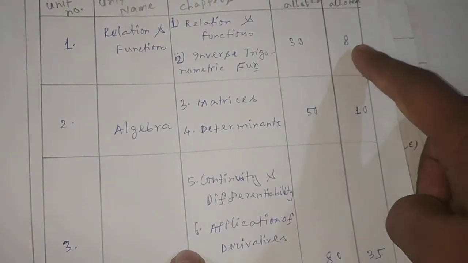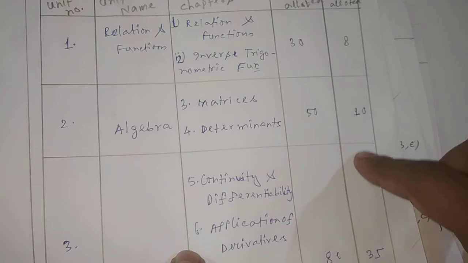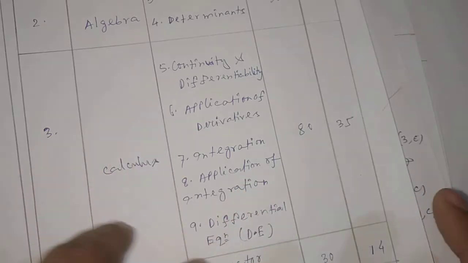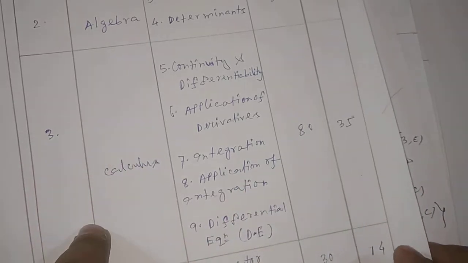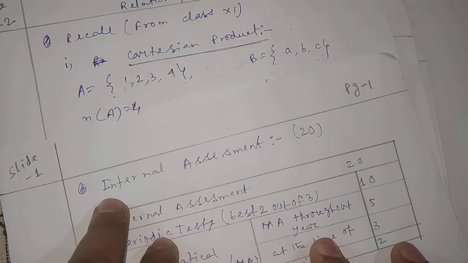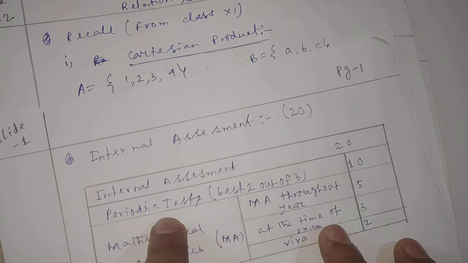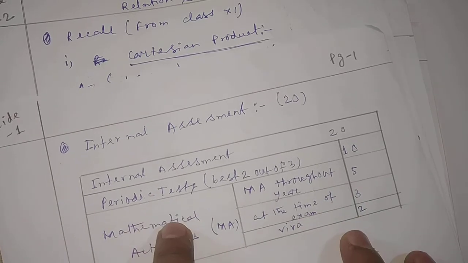If you count all the marks on the right-hand side, it will be 80 marks. So in total we shall have 80 marks for theory in mathematics for class 12. That is the total story of class 12. Now next, let us come to the remaining part, which is known as internal assessment. For internal assessment we shall have 20 marks.